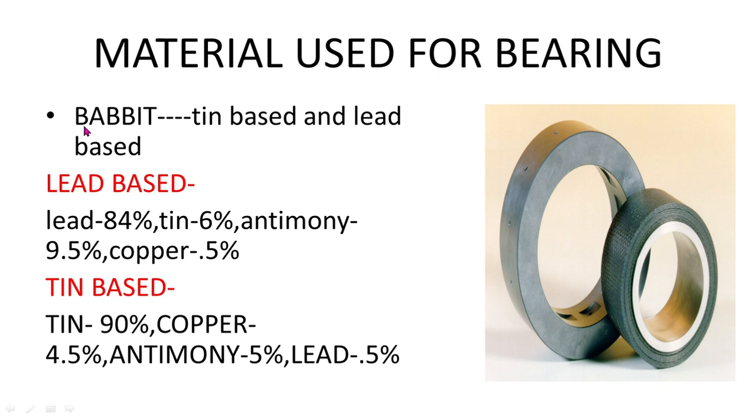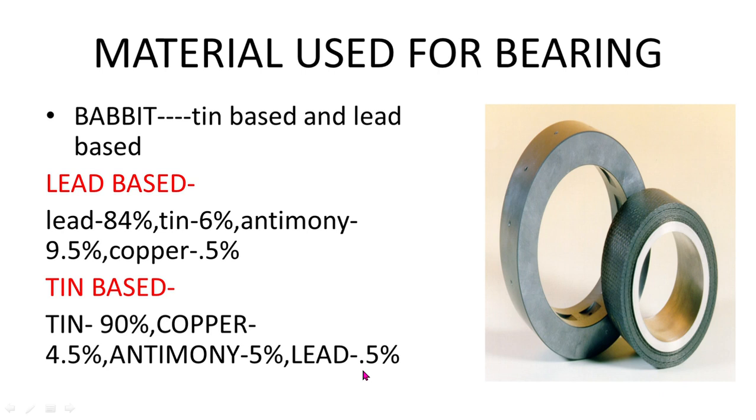Now friends, Babbitt can be classified into two categories, that is the lead based Babbitt and the tin based Babbitt. In the lead based Babbitt, lead is 84%, tin is 6%, antimony is 9.5%, and copper is 0.5%. Whereas in the tin based Babbitt, tin is the major alloying element and it has 90% tin, copper is 4.5%, antimony is 5%, and lead is 0.5%.